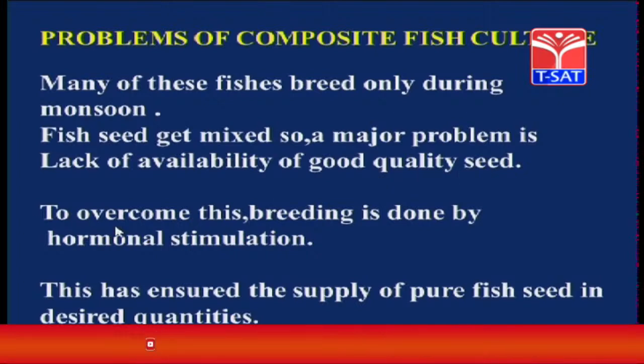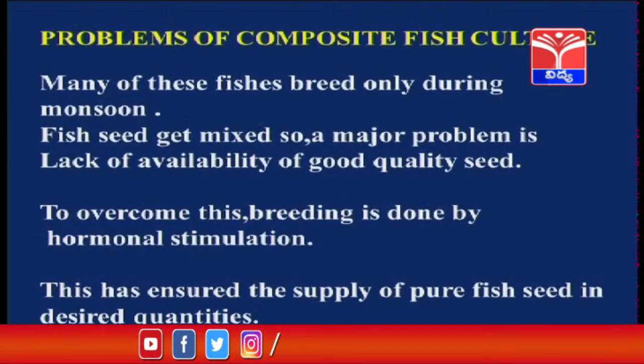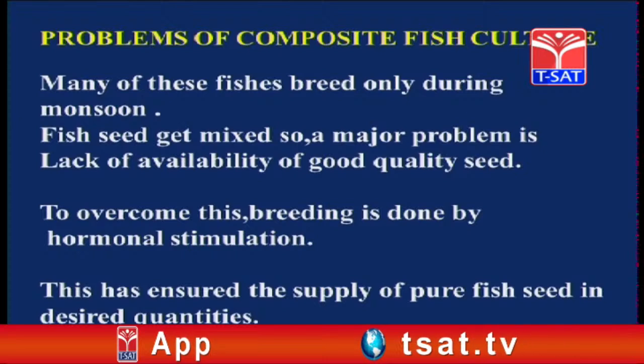So how can this problem be overcome? This can be overcome by hormonal stimulation for breeding. During this process they will be giving hormonal injections to the fishes, so that those particular fishes alone will undergo the process of breeding. So they will release the eggs, so that the eggs can be collected at one time. Next time they will give hormonal injections to another one.